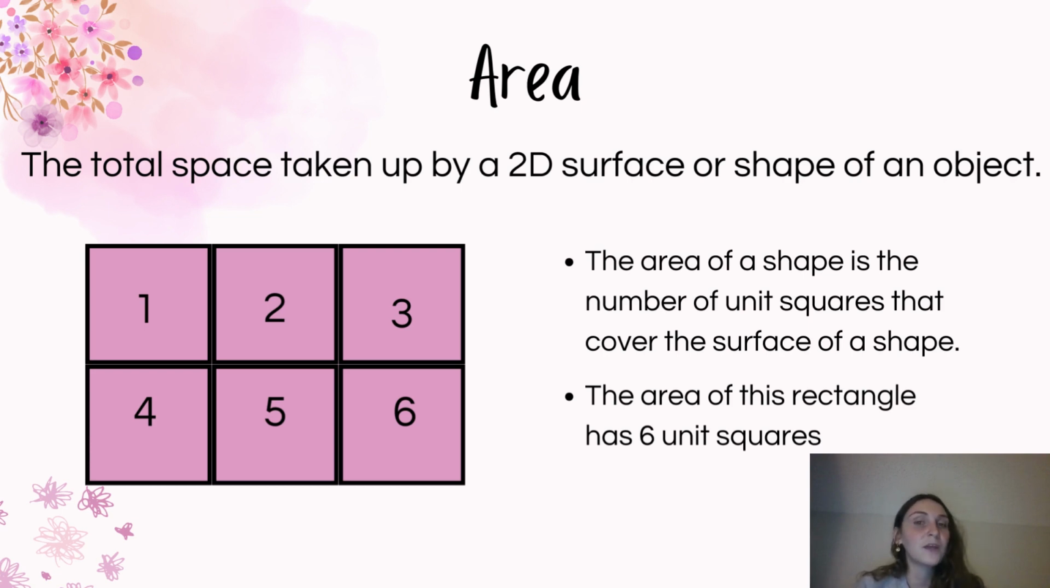Another example would be if we were creating a classroom garden and needed to know how many vegetables we could fit into our garden. To find this out, we would calculate the area of the garden so we can see how many vegetables we can plant. When we look at our example, we see a rectangle. When we count each individual unit square, we have 1, 2, 3, 4, 5, 6. The rectangle has an area of 6 unit squares.